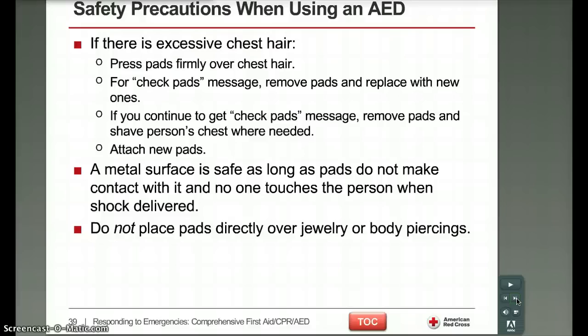Once again, we can use an AED on an adult, on a child, and an infant. The really only noticeable differences between all three would be the size of the pads and also the placement of the pads as well.